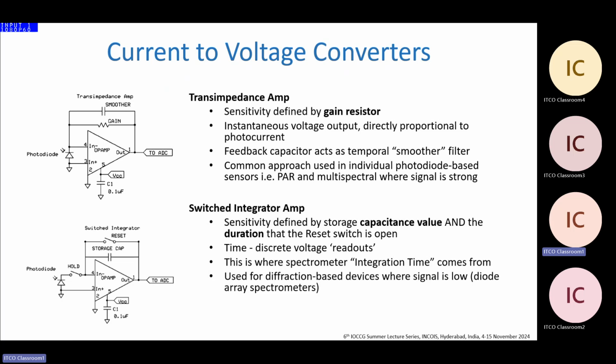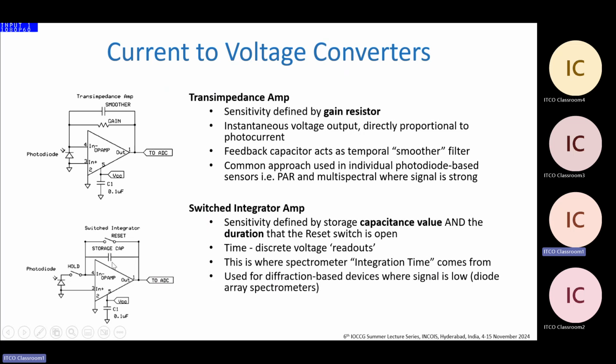And then the other type is the switched integrator amp. This type of topology is used in the hyperspectral sensors, where you've got a diode array and you're reading all of these pixels out. What it's doing is collecting current over a capacitor, and what you have is a discrete voltage at one particular point in time. And then you're sampling at a particular rate.